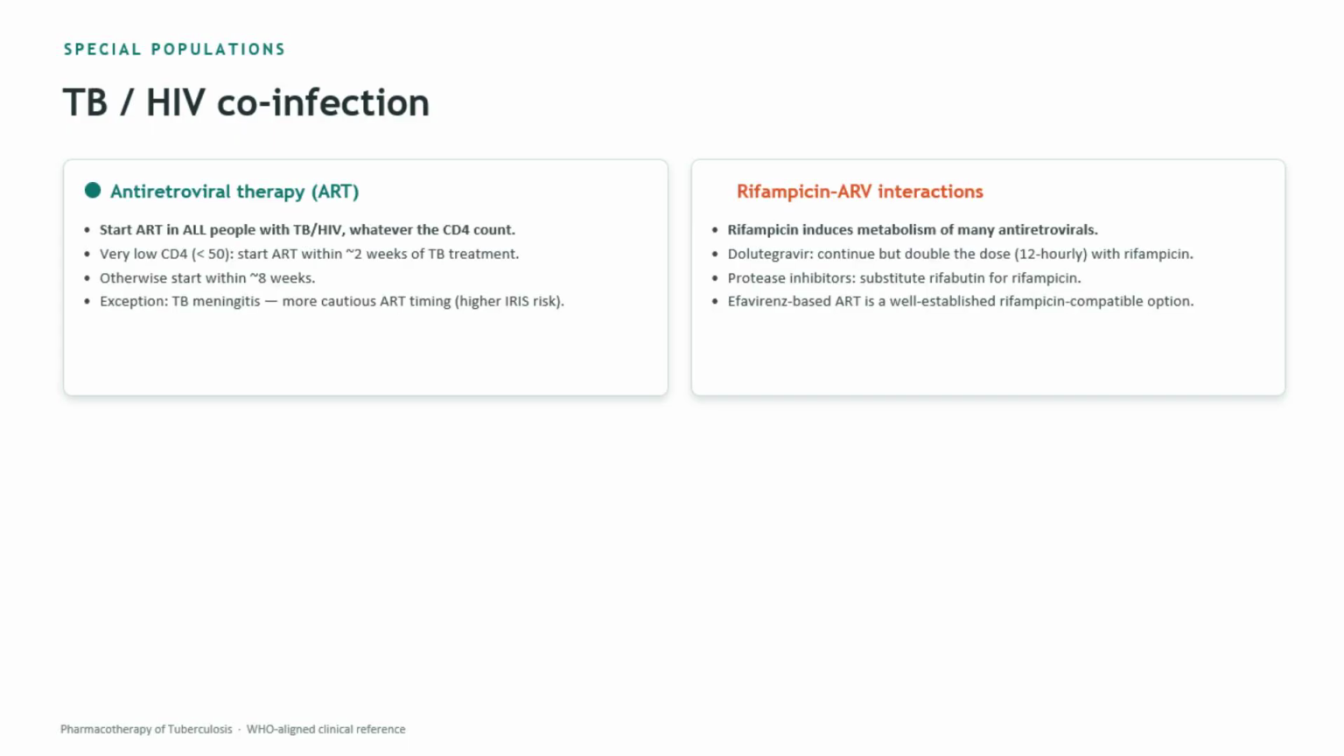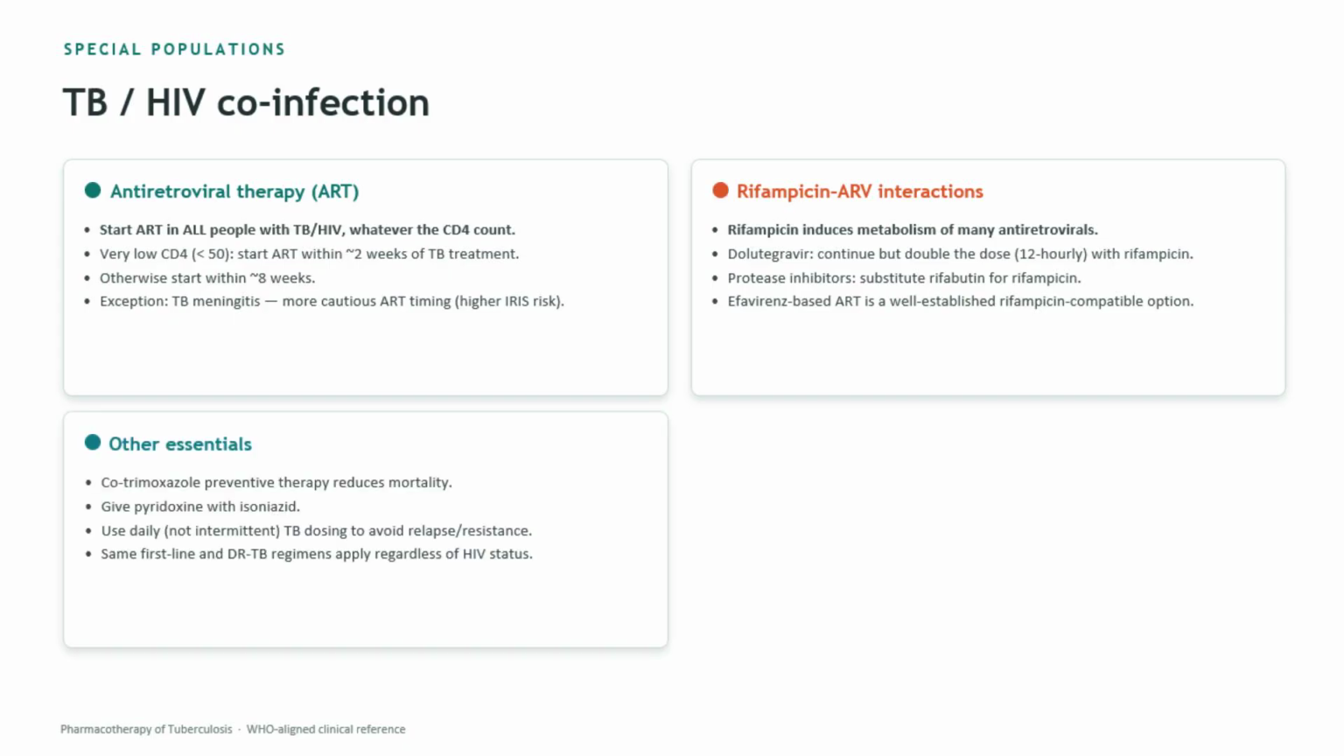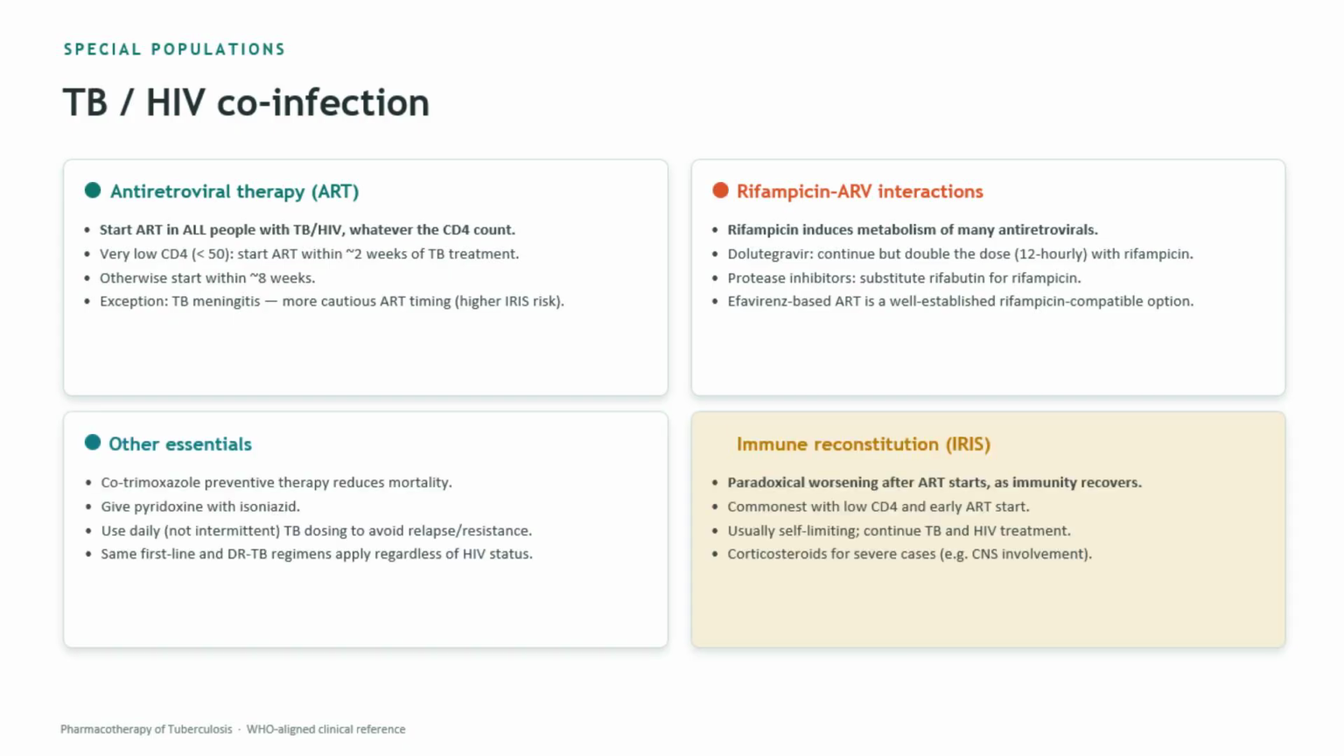TB and HIV, one of the most important combinations in medicine. Rule 1. Start antiretroviral therapy in everyone with TB, HIV, whatever the CD4 count. If CD4 is very low, under 50, start ART within about 2 weeks of TB treatment, otherwise within 8. The exception is TB meningitis, where we're more cautious because of IRIS.